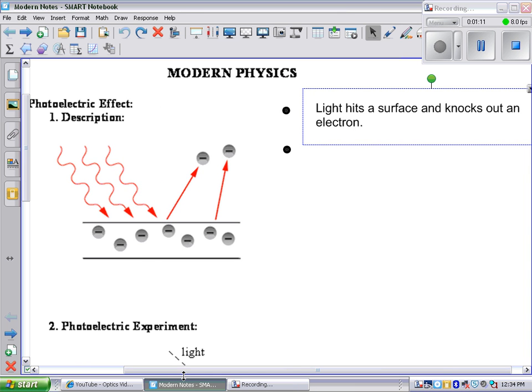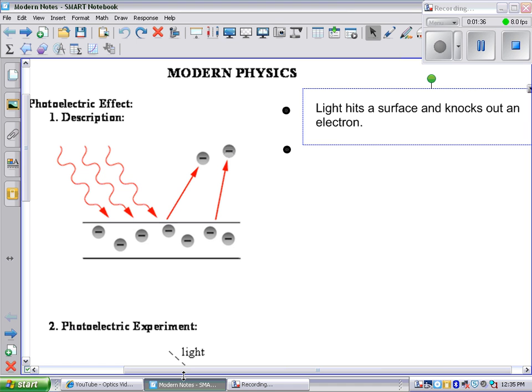Now, you see this in a couple places in real life. One way is in solar cells. Light hits the surface, knocks out electrons. Those electrons cause a current, and you can use a solar cell, say, to power a calculator. Another place is in photosynthesis. Light hits the chlorophyll, and it actually releases an electron, and then that causes the reaction of photosynthesis to occur.